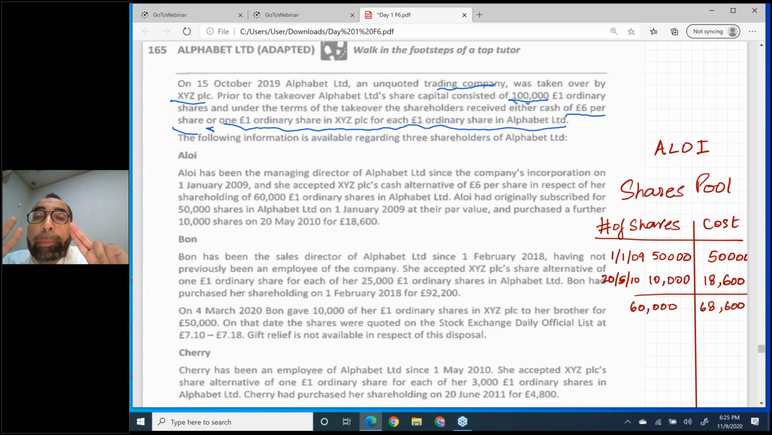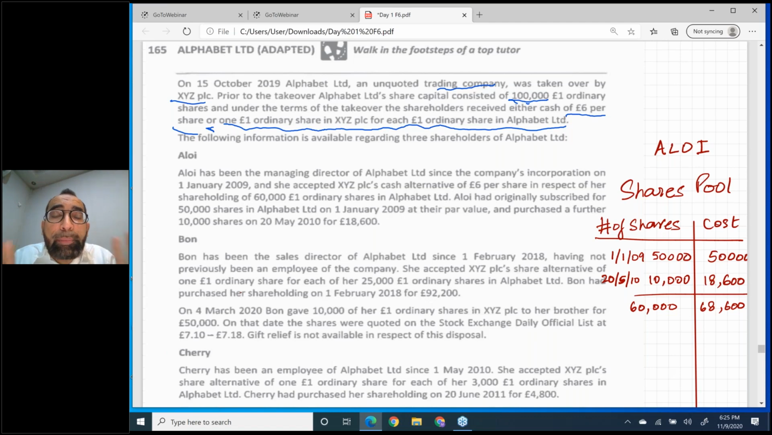There are two options. The first option, if a shareholder wants, they can take cash, £6 per share. Cash means simple disposal. If any shareholder received the cash, that means he sold the shares. That's a pure disposal. And the second option is that you give away your shares, your one share, and take one share of XYZ. You give away your Alphabetic Limited one share, and in return you will get one ordinary share of XYZ.